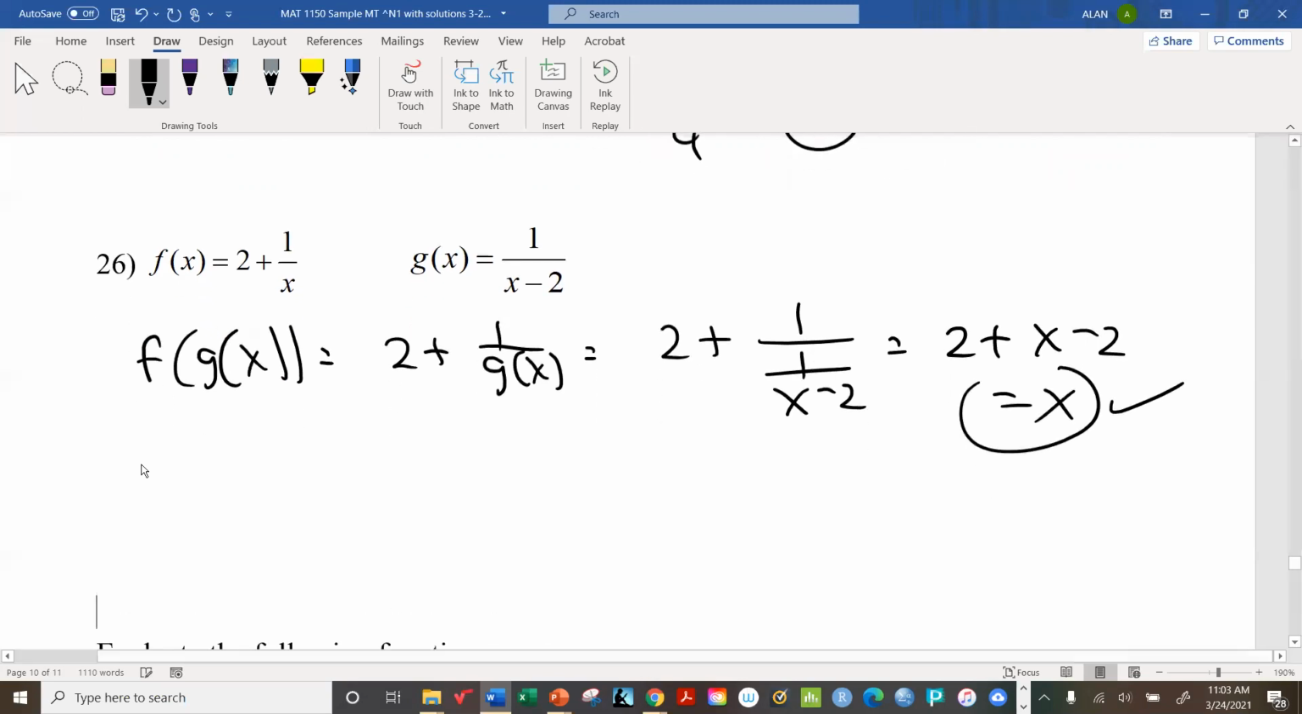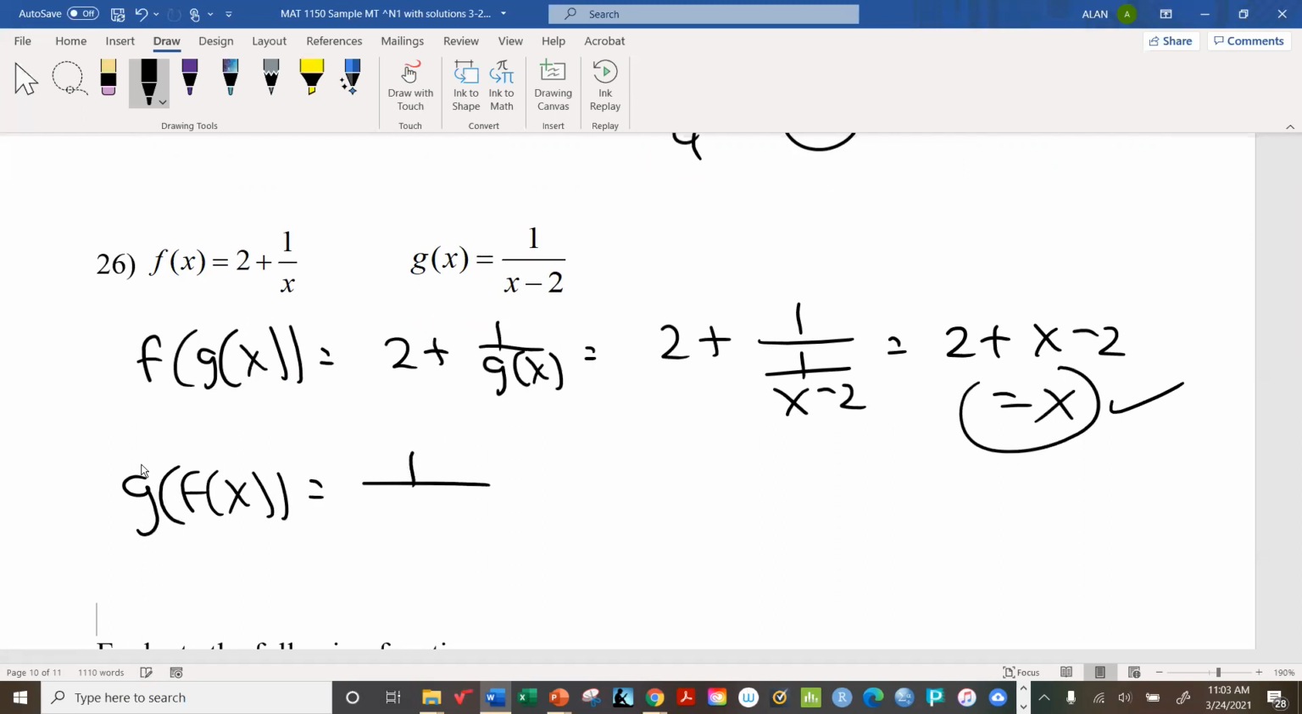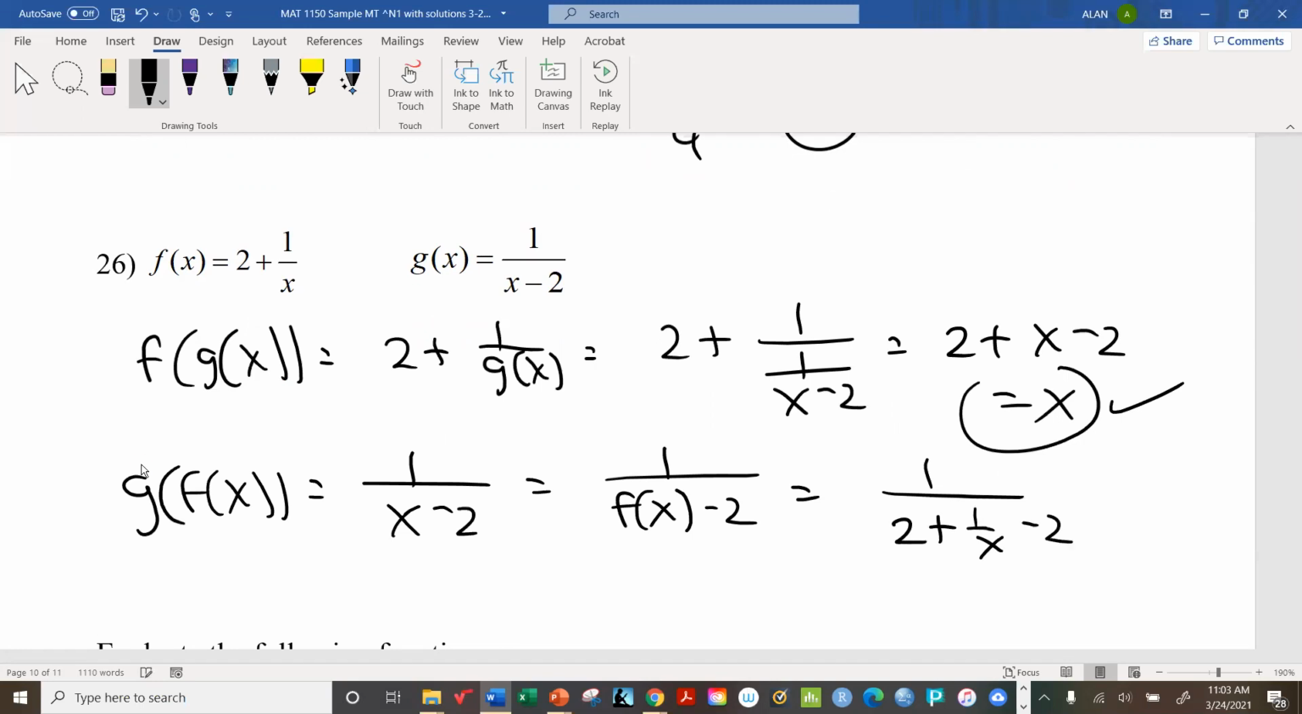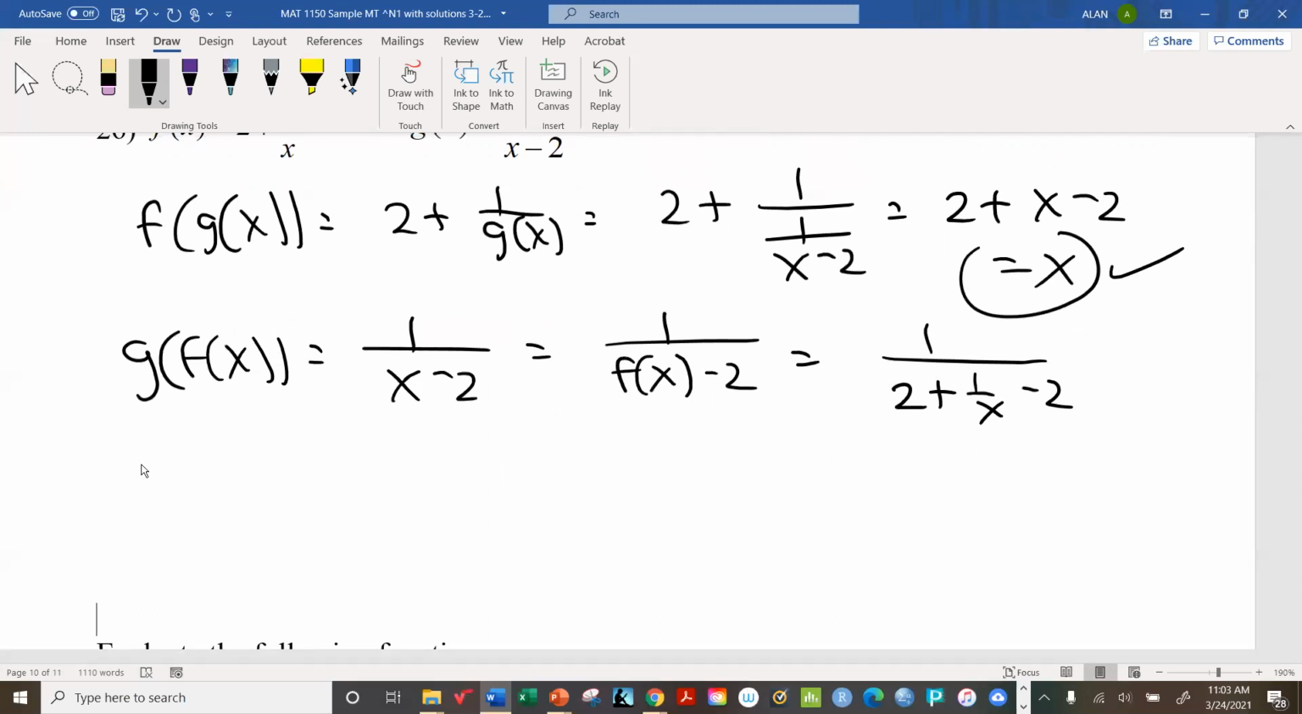All right. And then down here, 1 over x minus 2, 1 over f of x minus 2, 1 over 2 plus 1 over x minus 2. So you can see what's happening here. The 2's will drop out. But 1 over 1 over x is the same thing as x. And so we're done.